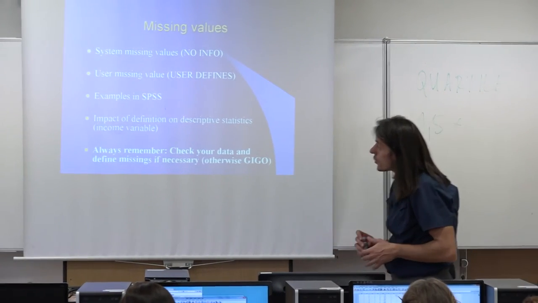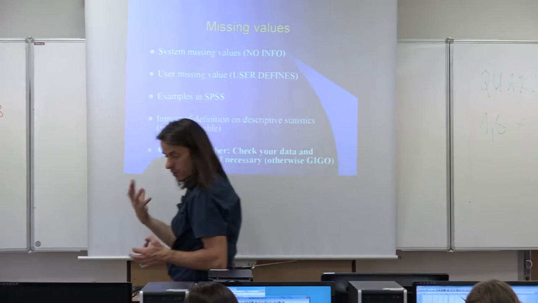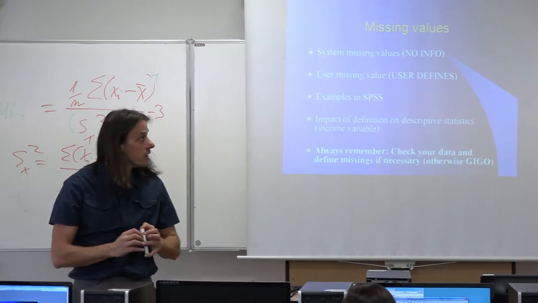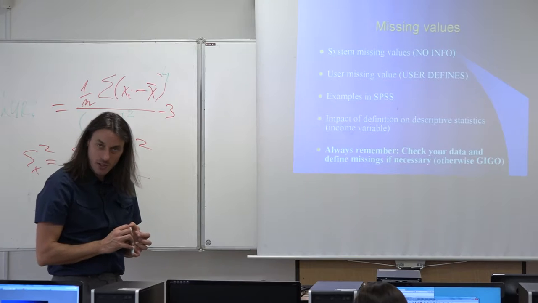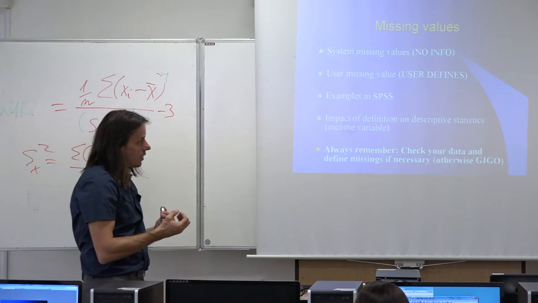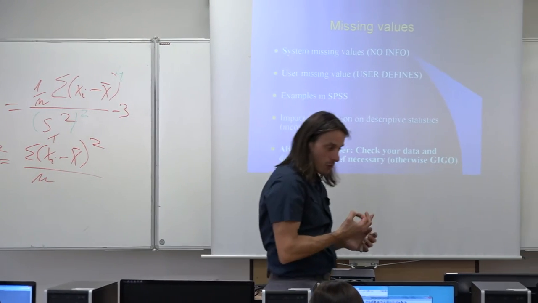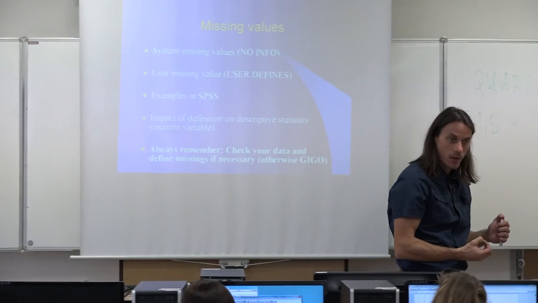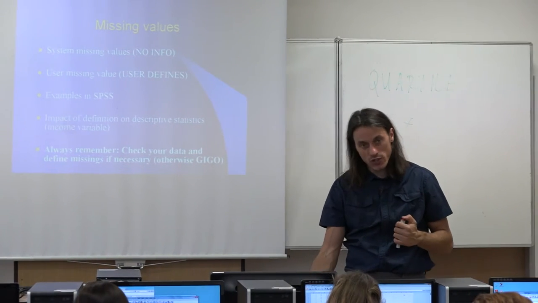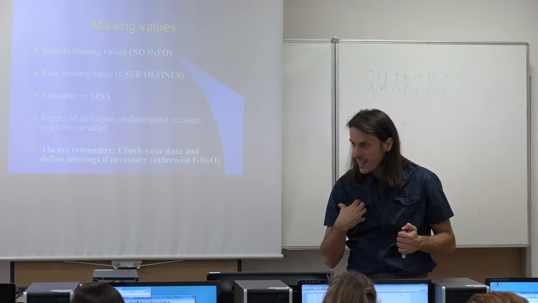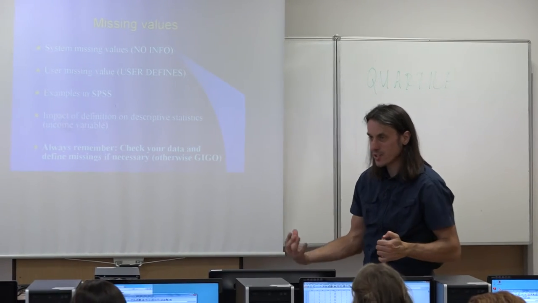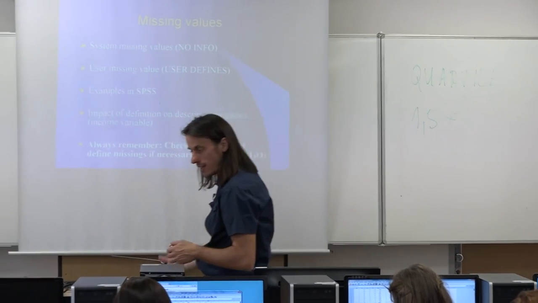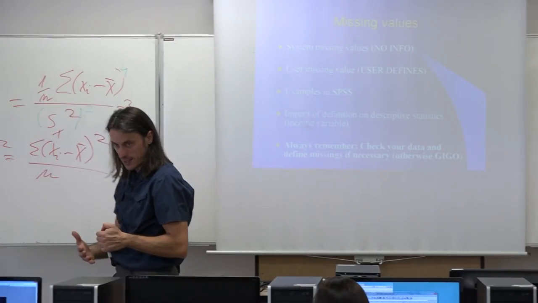There are also other types of missing values, and we know it from previous practicing, and these are usually called user missing values. So you have some information, for example, from a questionnaire, but you don't like to use it. So you decide actively you will not use some information from the data you have collected.